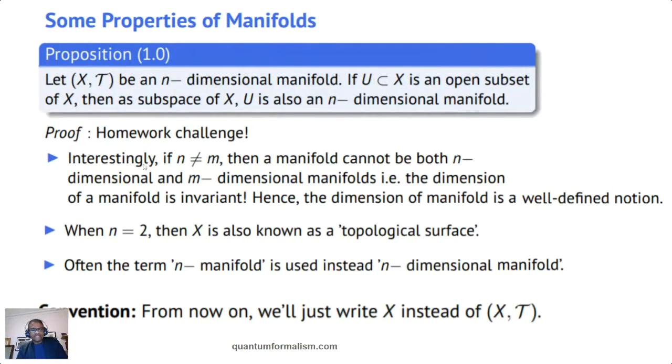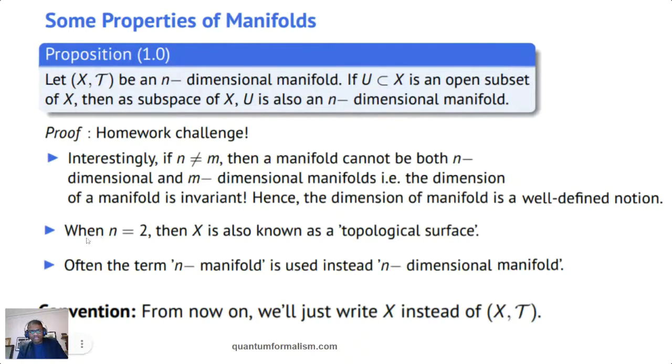If n and m are different, then a manifold cannot be both an n-dimensional and an m-dimensional manifold. In other words, the dimension of a manifold is invariant. You cannot have a topological space that is a 4-dimensional manifold and at the same time a 5-dimensional manifold. So the notion of dimension for a manifold is well defined.